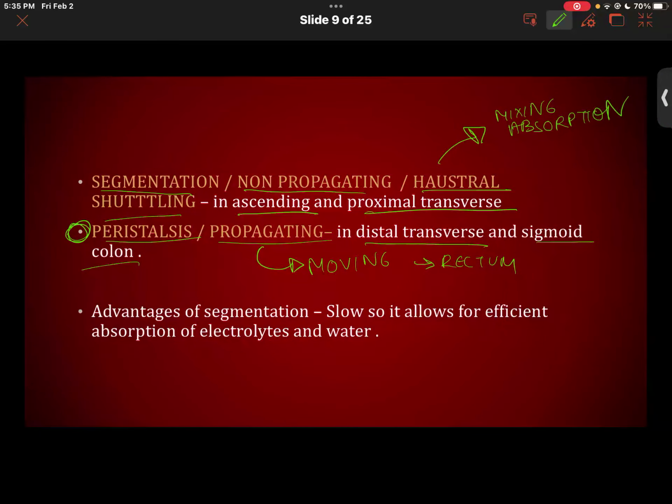So segmentation or non-propagating contractions are useful because it allows for efficient absorption of electrolytes and water. Since it's slow, it gives us time for the mixing to happen and also gives time for the absorption to happen. And that's why it being slow is an advantage, not a disadvantage. And obviously it's slow due to low BER and no BER gradient. Okay, no BER gradient. Both of these factors play into it being slow, and we discussed this in one of the slides earlier.